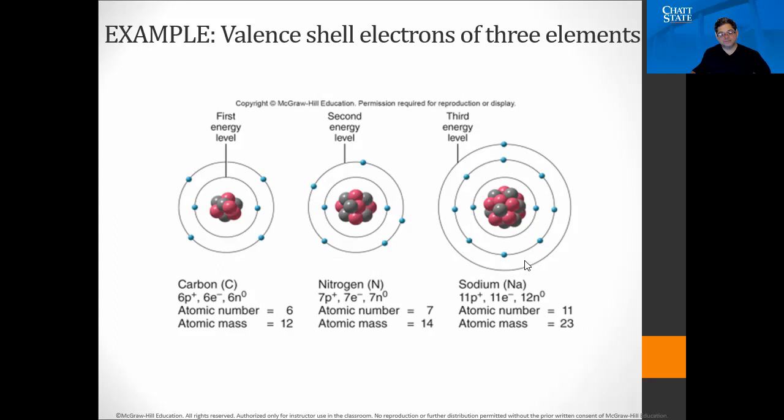So we need to learn those first two shells for sure. The first one has a max of 2 electrons. The second shell has a max of 8. So just recognize what it means to have a full first or second shell of electrons.